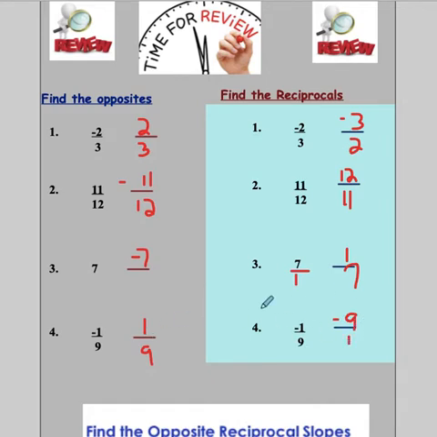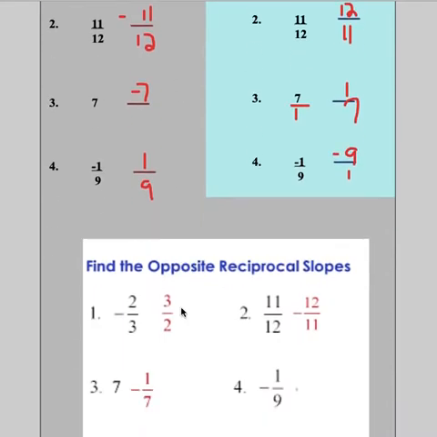Now what we're going to do is we're going to do both. We're going to switch the sign and we're going to switch the numerator and denominator. If you look at the answers to this, the opposite reciprocal of negative 2/3 is 3/2. The opposite reciprocal of 11/12 is negative 12/11. The opposite reciprocal of 7 is negative 1/7. And the last one should have been positive 9. Not sure what happened to it, but hey, you get the idea.